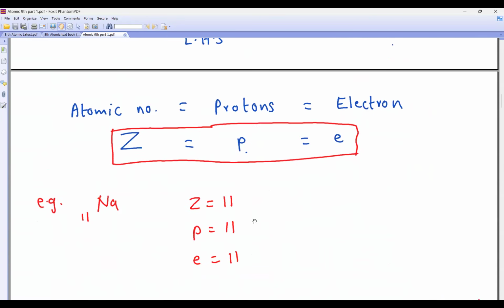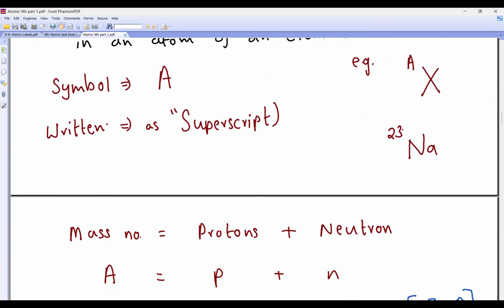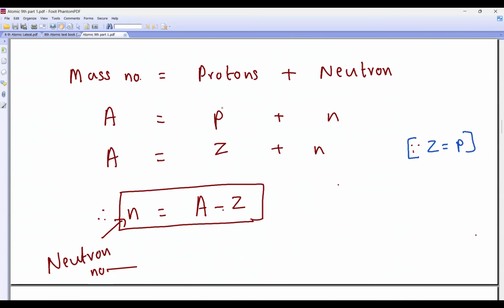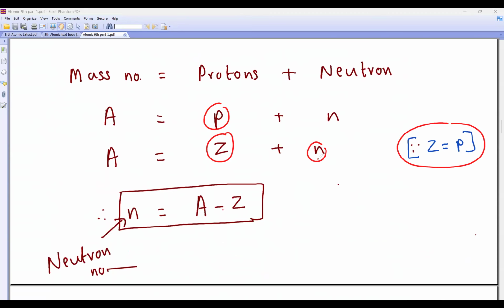Atomic number. So can I write atomic number instead of P? Yes. Look, instead of P, I wrote atomic number. Why? Because Z is equal to P. Now how to find neutron? Neutron will be A minus Z.